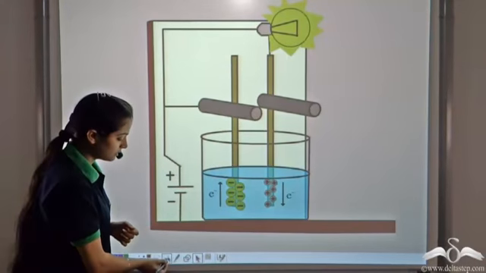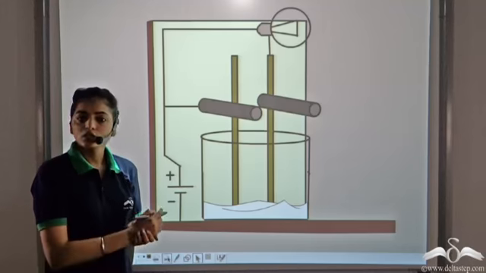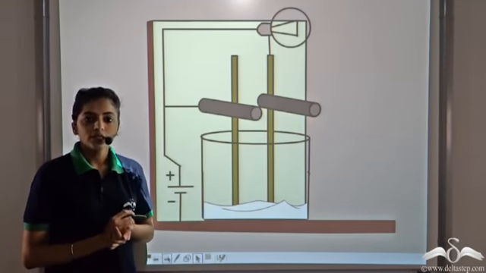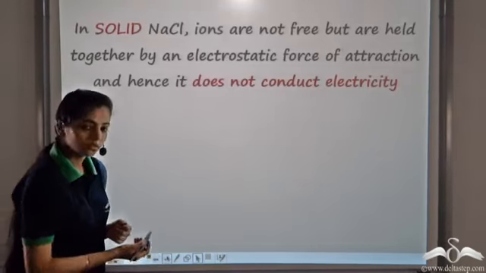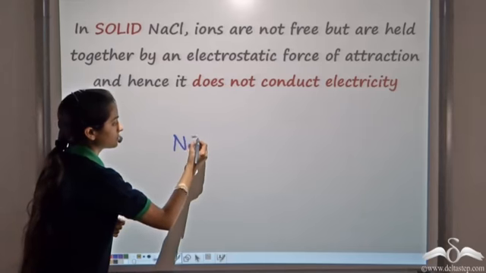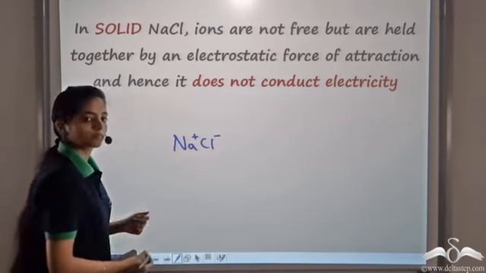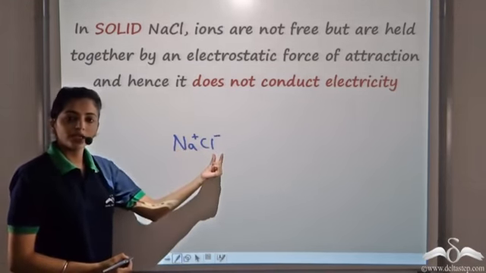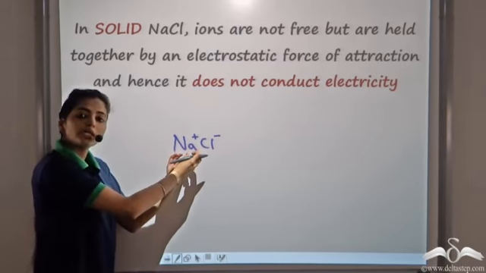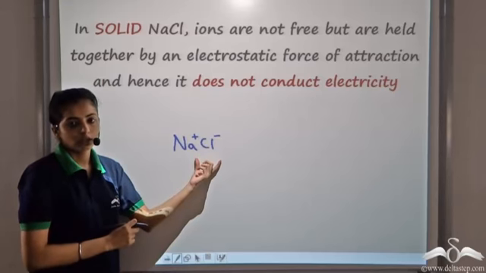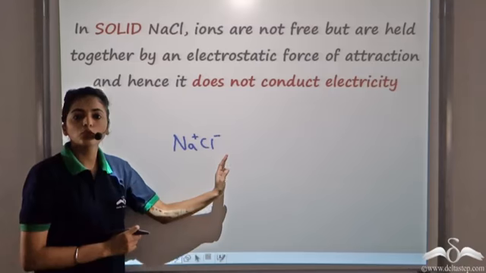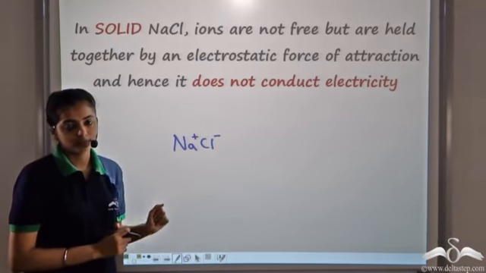What was happening in solid NaCl? Solid NaCl does not allow electricity to flow. Why? This is because in solid NaCl, the sodium ions and chloride ions are not free. They are strongly attracted towards each other by the electrostatic forces of attraction. And therefore, they cannot separate out. Ions cannot be formed and so they do not allow the passage of electricity.